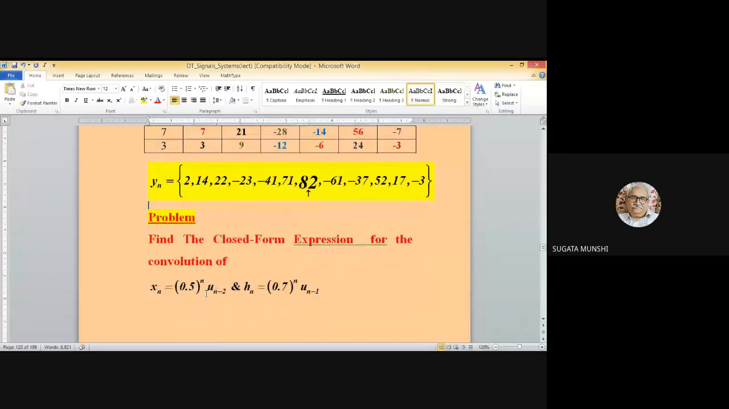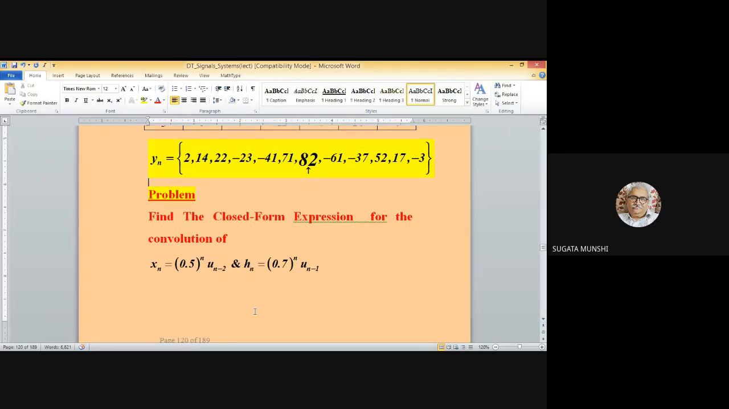So here, the next problem, we have been asked to find the closed form expression for the convolution of the sequences x[n] and h[n]: x[n] equal to 0.5 to the power n u[n minus 2] and h[n] equal to 0.7 to the power n u[n minus 1]. The expressions have been given, and you are also asked to find out the expression for the result of convolution of x[n] with h[n], not merely the sample values.